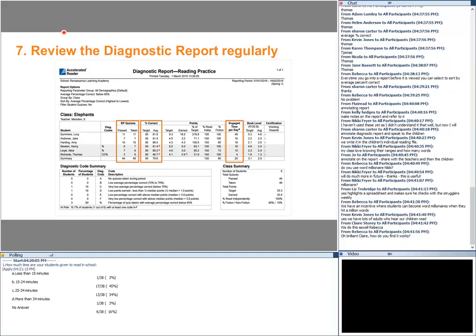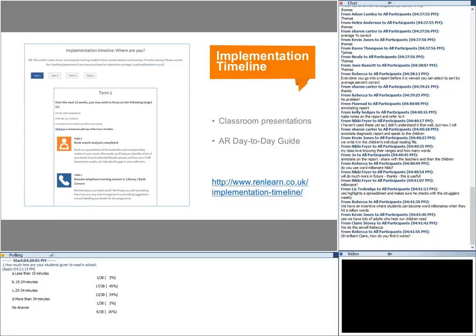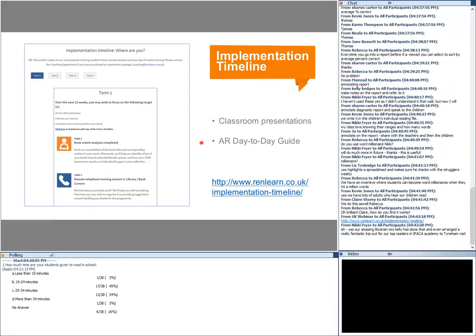The other thing that we do have to help you is that we've recently created an implementation timeline. Basically, it takes you step by step through the different terms, and it shows you each of the main steps of that term and the resources which are linked to it. Now, a new resource we've recently released is the day-to-day guide. This is all the key information you need to know, and it includes information like how to find that diagnostic report. So feel free to pop into there.